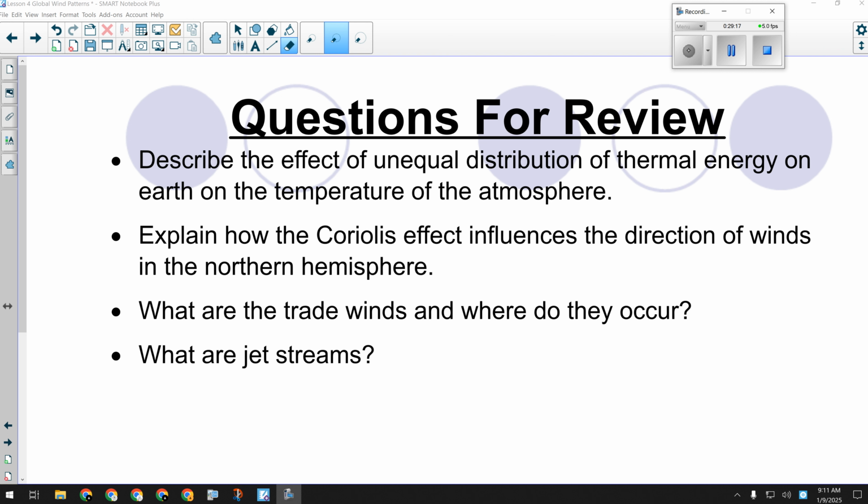All right, what are the trade winds? Trade winds are equatorial, what direction? Easterlies, yeah, they're easterly winds, and they are easterly, again, because of the Coriolis deflection of air moving from north to south.